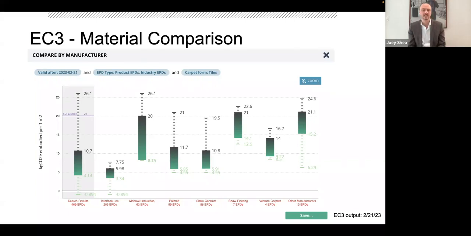So what EC3 has done, which has been a huge breakthrough for the industry, is take those product-specific EPDs and even those industry average EPDs and pull the carbon footprint data out of it, limit it to just the cradle to gate impact, that full supply chain and final manufacturing stage, and then democratize it so you can actually see how individual products stack up next to each other, how entire manufacturers' portfolios stack up next to each other, and where everybody falls in relation to the entire category, right?